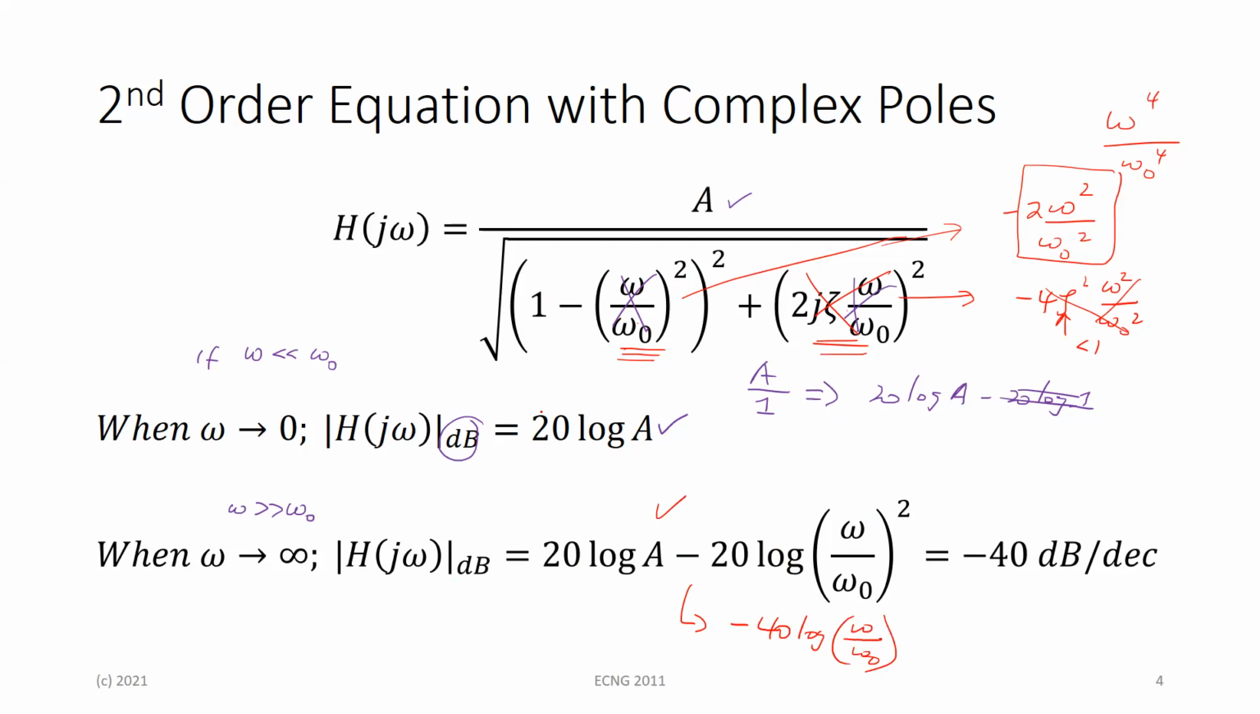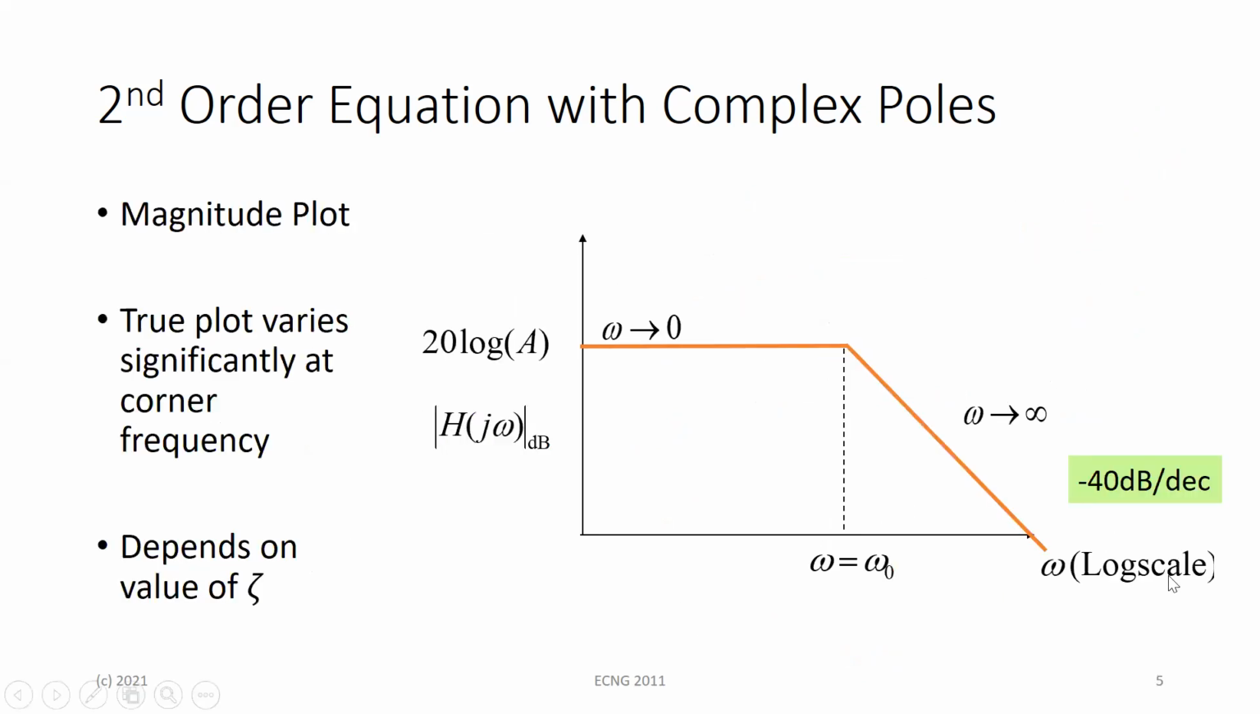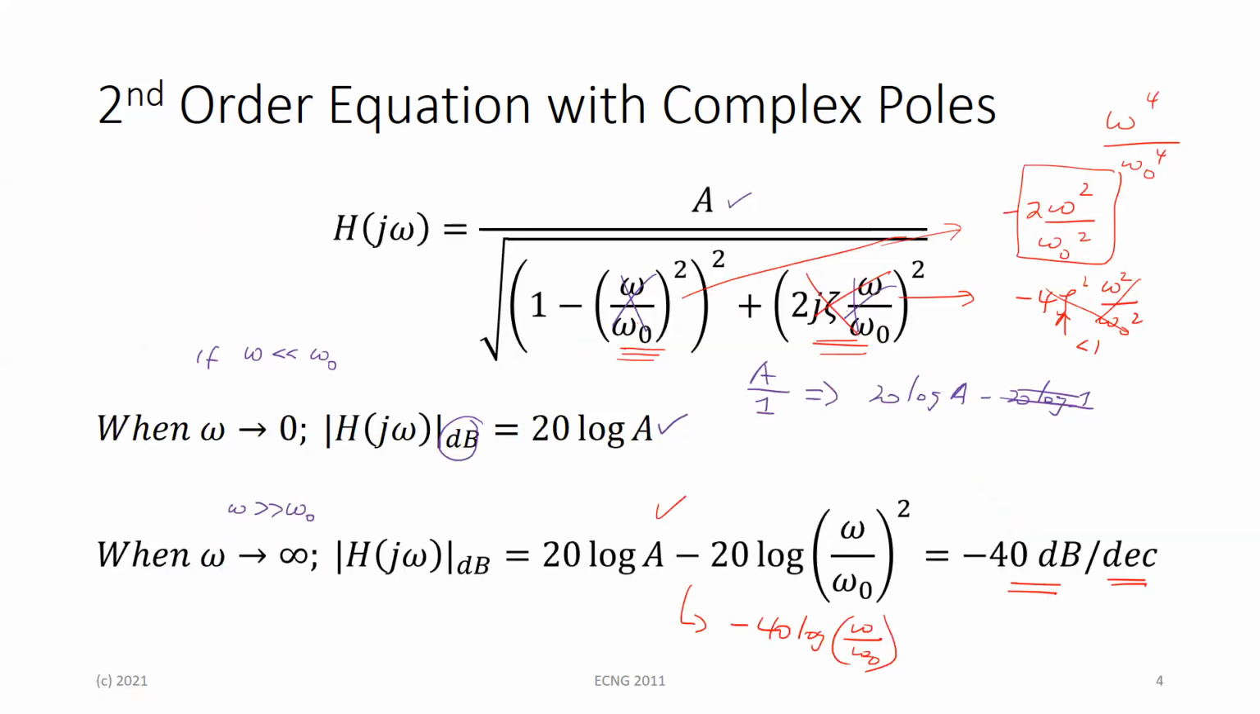So in other words, this is a straight line here. This now is decreasing at minus 40 dB per decade. We proved that particular behavior. And everybody remember what a decade was? What's a decade? Anybody who is awake, what's a decade?